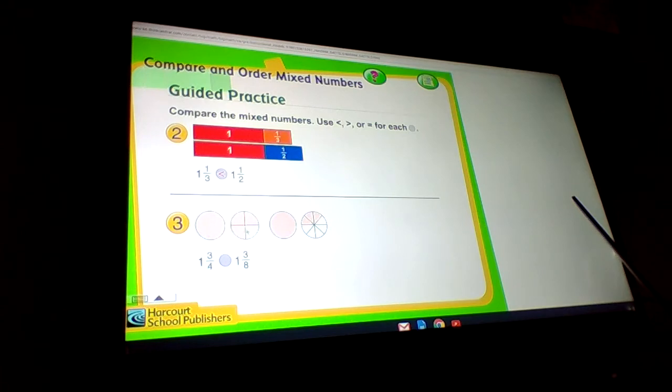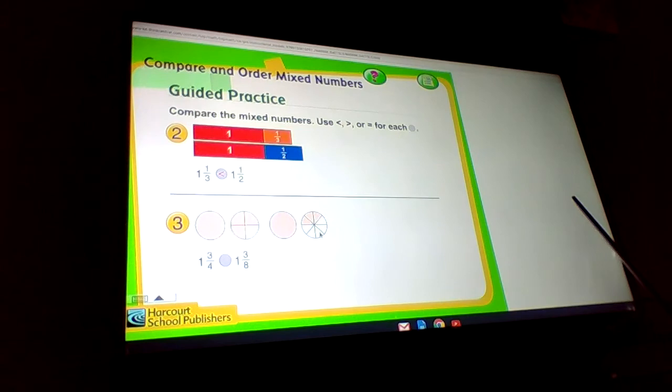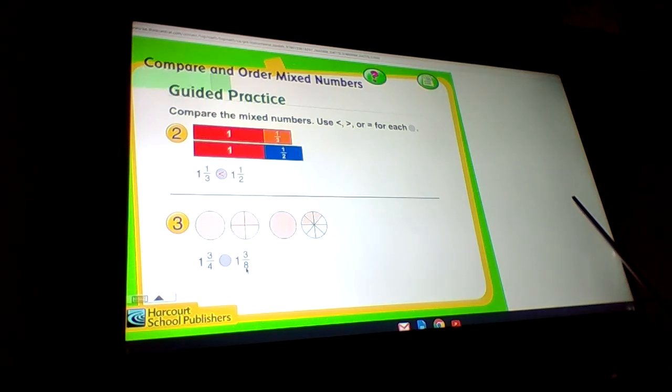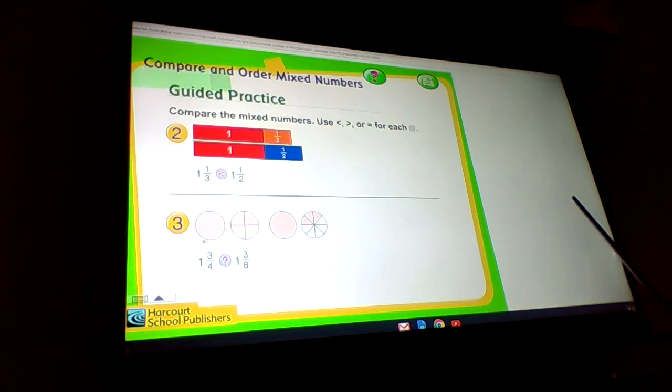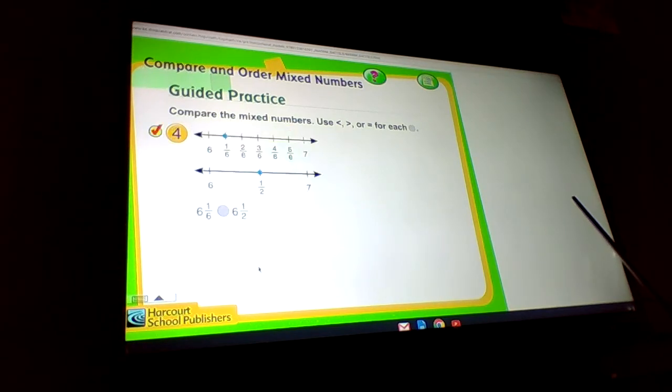Here they're showing us 1 3/4 compared to 1 3/8. If we didn't have pictures, we'd have to find the least common denominator. That means we'd have to change 3/4 into eighths. They're showing us a picture right here, so it makes our life pretty easy. I can see that 1 3/4 is greater than 1 3/8.